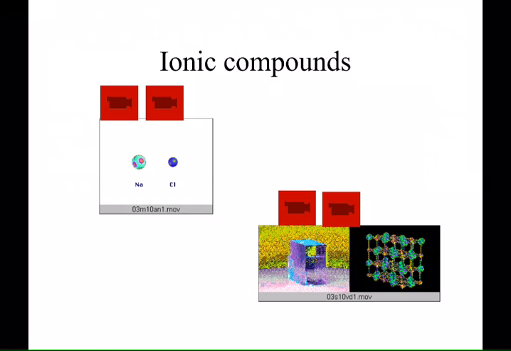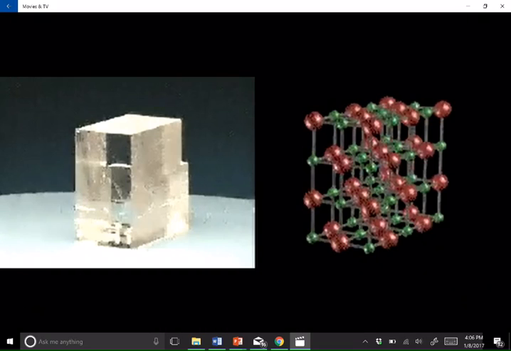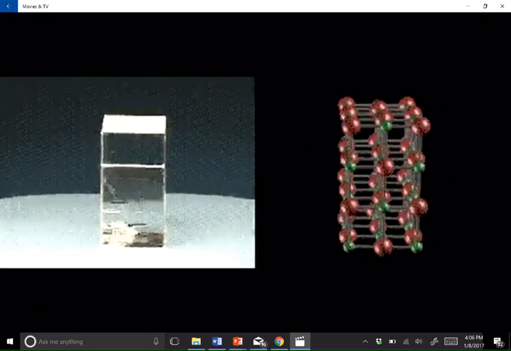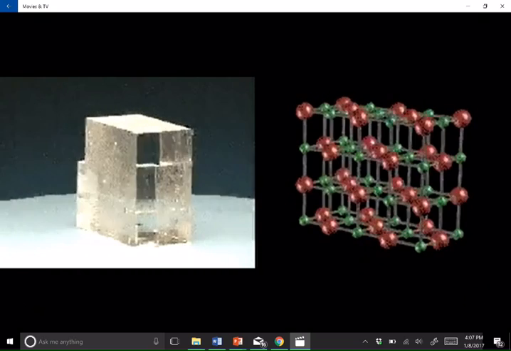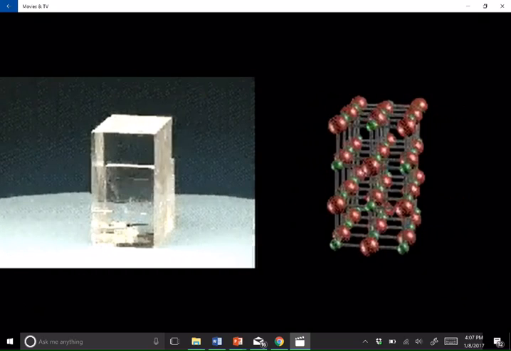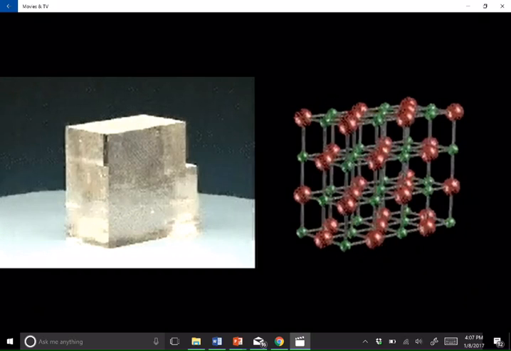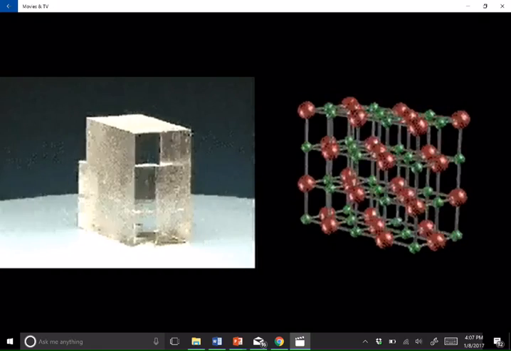Ionic compounds. Good old-fashioned table salt, when it's in its solid state, has what we call a solid crystalline lattice structure. Another example of an ionic compound is potassium bromide, I think it is. A crystal of potassium bromide has a distinctive shape with perpendicular edges. This shape directly reflects the arrangement of the ions in the crystal lattice. The compound is composed of alternating potassium ions and bromide ions.